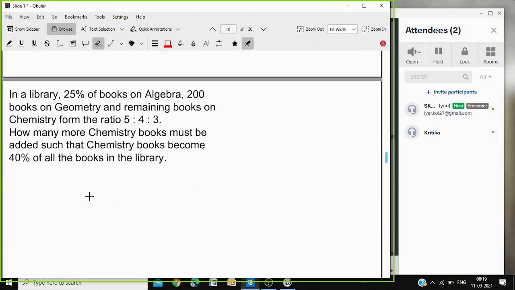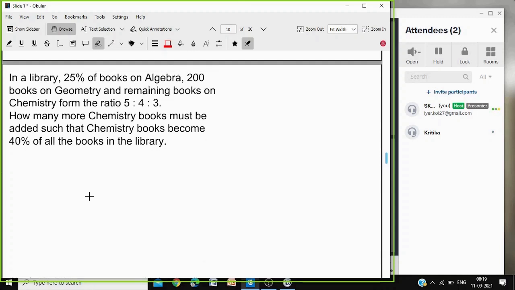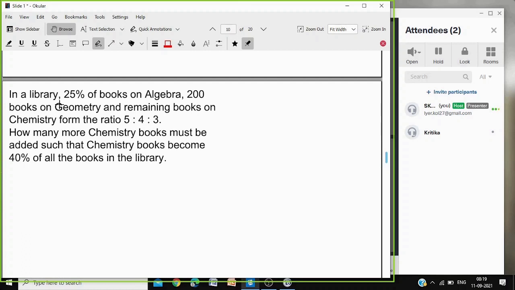Now, in a library, 25% of the books are on algebra, not all the books, only 25% of the books, then 200 books on geometry, and the remaining books on chemistry. These form a ratio of 5:4:3. How many more chemistry books should be added so that the chemistry books shall be 40% of the total books in the library? The ratio is given for 25% of the algebra books, all the geometry books, and all the chemistry books, and the ratio is 5:4:3.